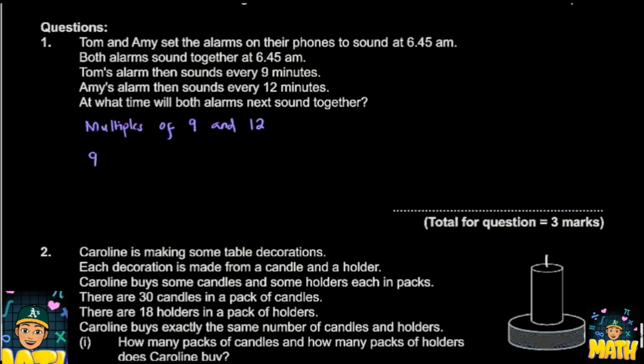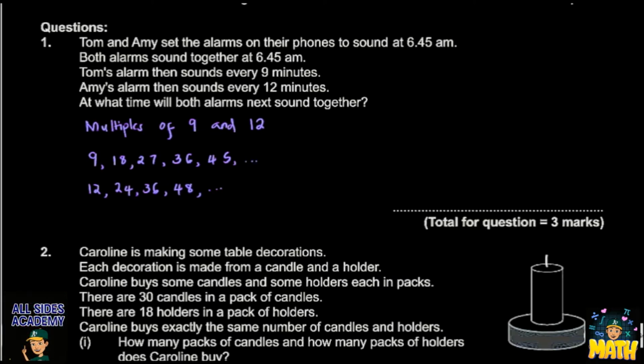The question is asking you to find what time both bells will ring together next. So we're going to consider the multiples of 9 and 12. Starting with the multiples of 9: 9, 18, 27, 36, and 45. And then the multiples of 12, which are 12, 24, 36, 48. So we are going to look for multiples that are common. Basically, this will tell you the common time that these two alarms will go off at the same time.